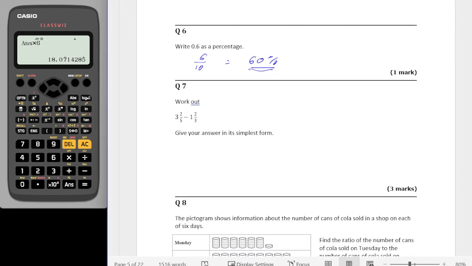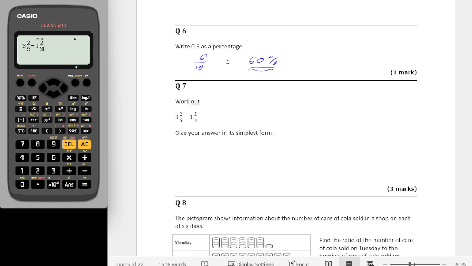Right, question 7. Work out, giving your answer in its simplest form. So we're using a calculator for this, so I'm going to use my calculator. So to type in a mixed fraction on your calculator, you are going to have to press Shift and then the fraction button, and then you type in your mixed fraction just like that. From that I need to subtract 1 2/3.